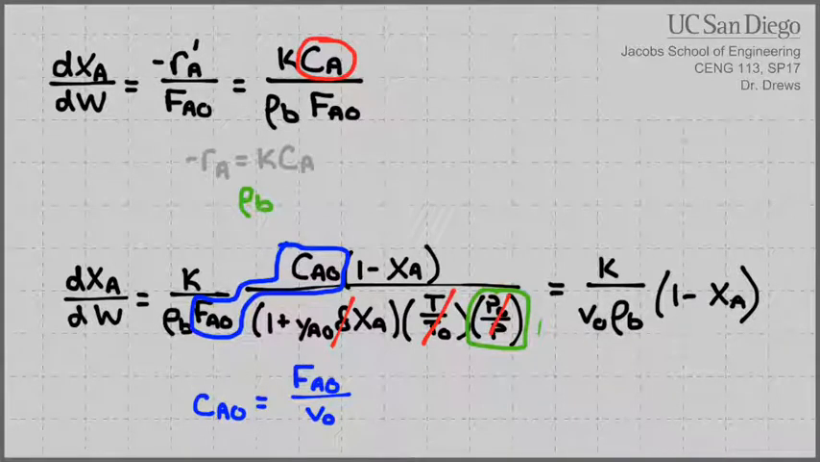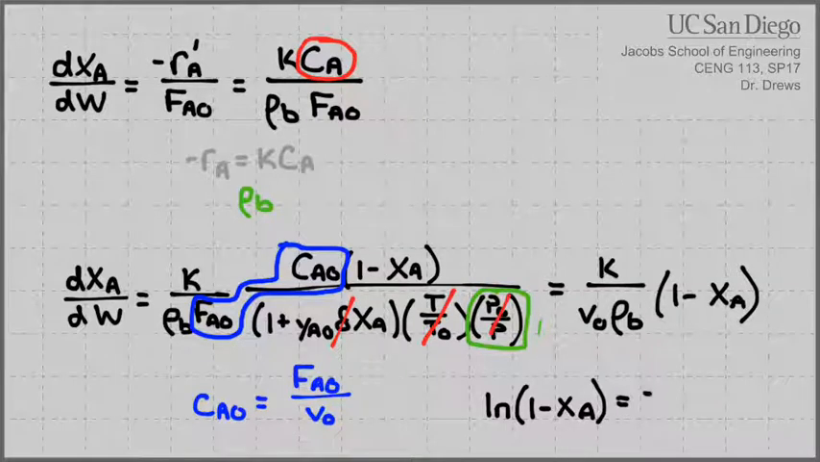And we would have to integrate this. Fortunately, that's a separable differential equation, so we can move that 1 minus XA term underneath the dXA and move the dW over to the other side and integrate that directly. If we do that, what we would end up with is that the natural log of 1 minus XA is equal to minus KW over V naught rho B.